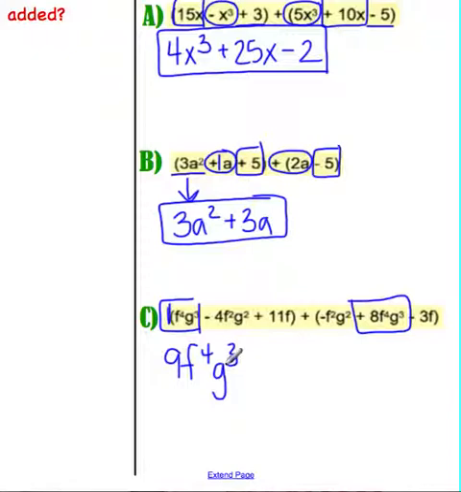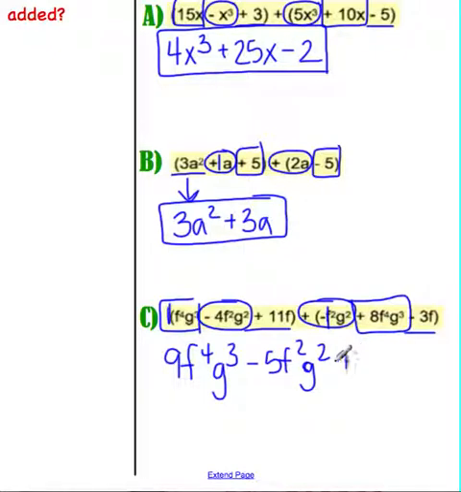And then I have a negative 4f squared g squared plus a negative f squared g squared. A negative plus a negative is more negative. This one also has a 1 in front, so it's minus 5f squared g squared. And then finally, I've got a positive 11f minus 3f. 11 minus 3 is positive 8, so we get 8f.